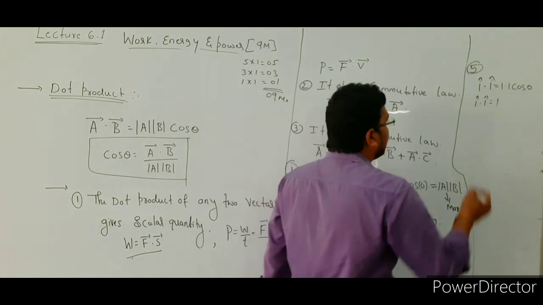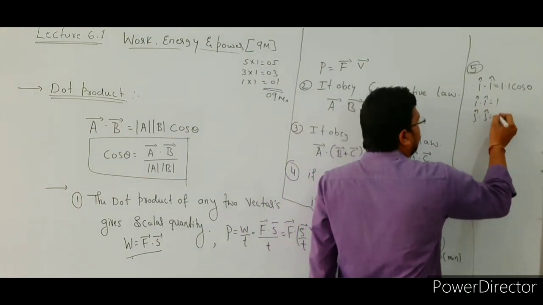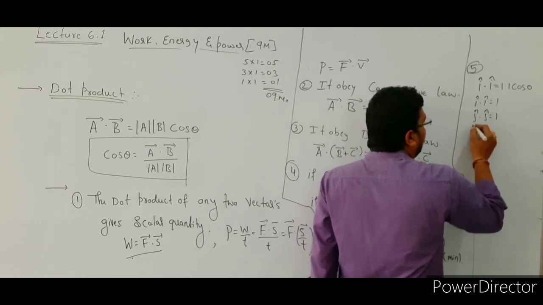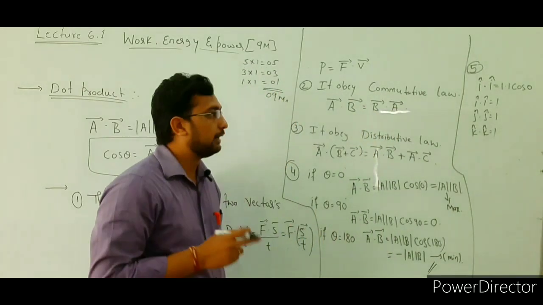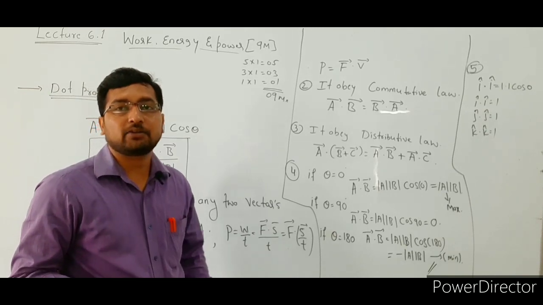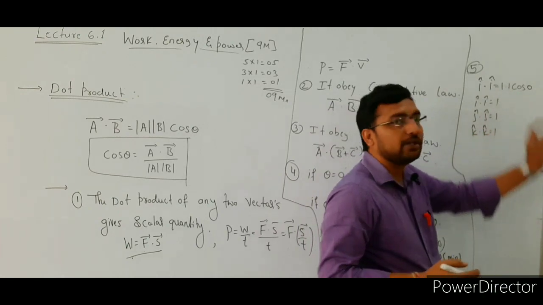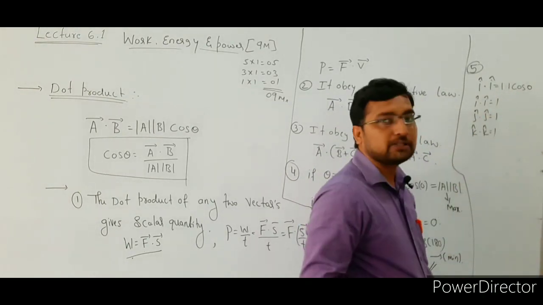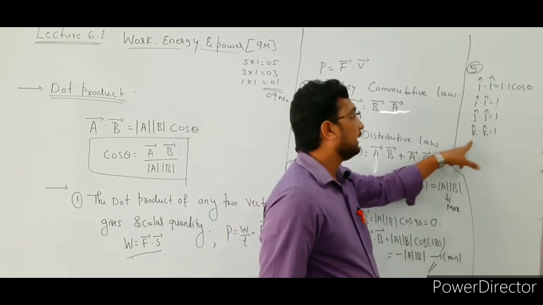Similarly, j cap dot j cap is equal to 1, and k cap dot k cap is equal to 1, because the angle between i cap and i cap, j cap and j cap, and k cap and k cap is theta equal to 0. If theta is equal to 0, then cos 0 is equal to 1. So i cap dot i cap is 1, j cap dot j cap is 1, k cap dot k cap is 1.